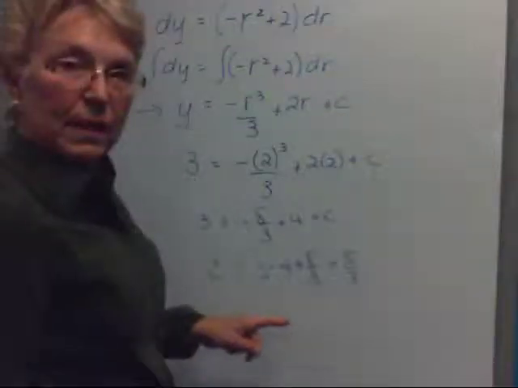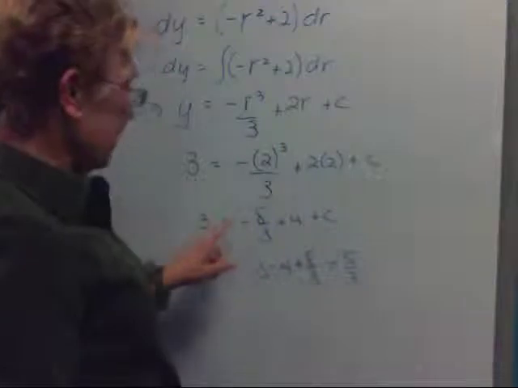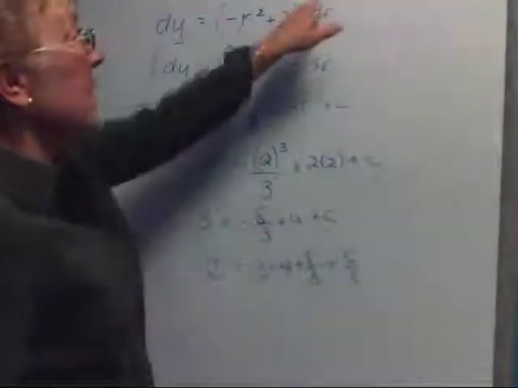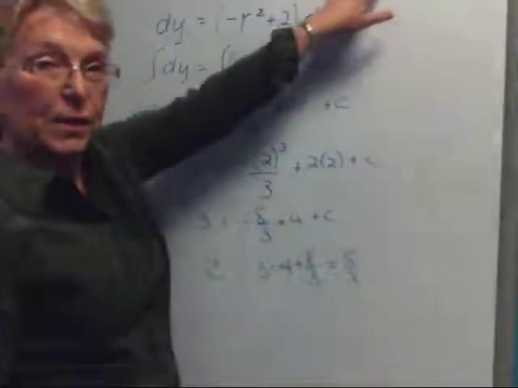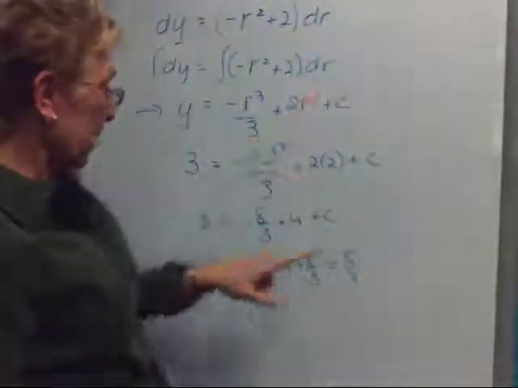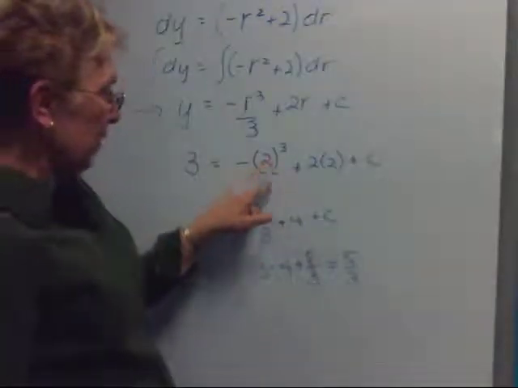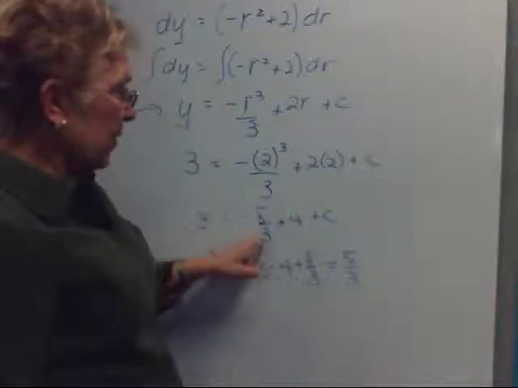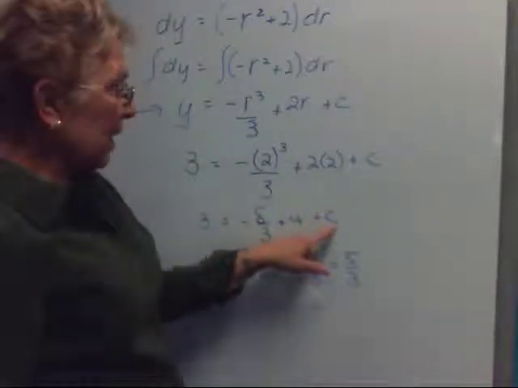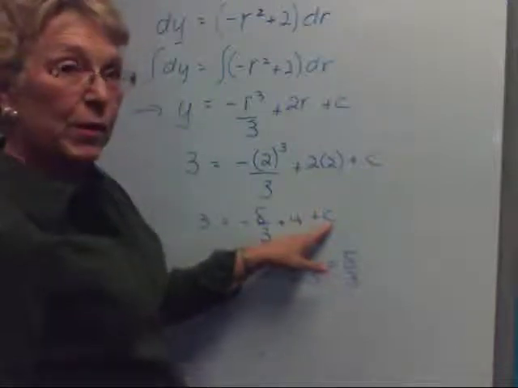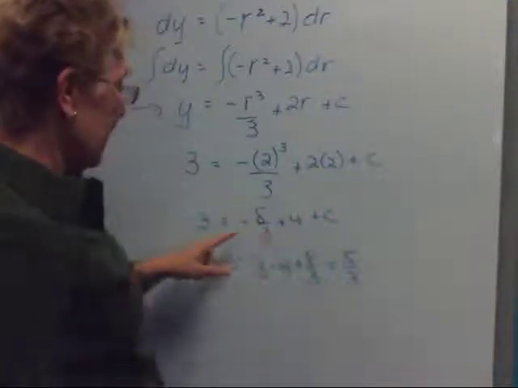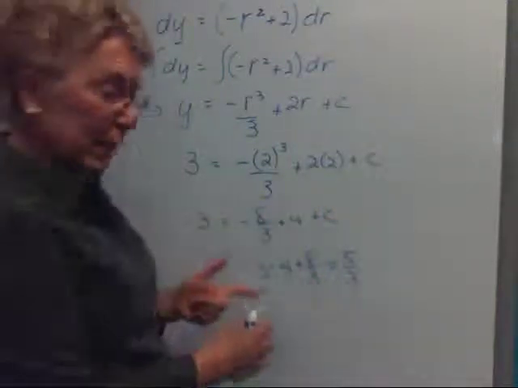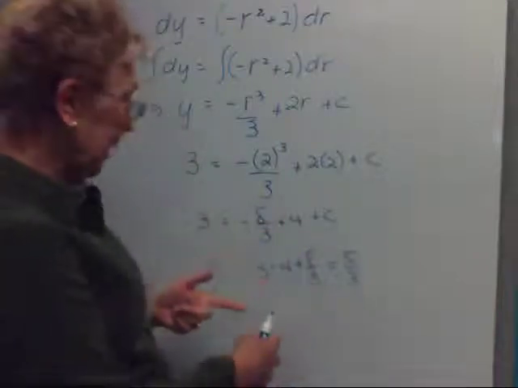So finishing off that last problem, we had given that we have an input of 2, the output is 3. So every place we see an r, we're going to put a 2. So minus 2 cubed became minus 8/3. 2 times 2 became 4, and c is just left. We're going to solve for c. And all of this is equal to 3. So let's do a little bit of rewriting.